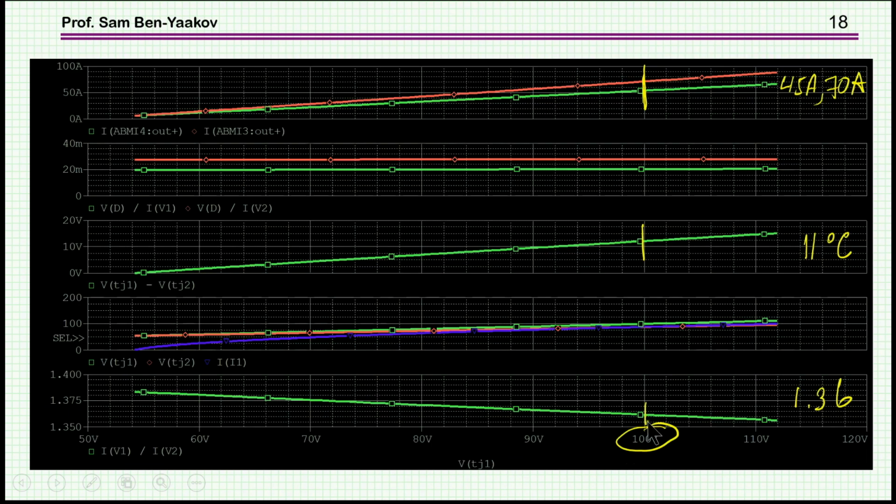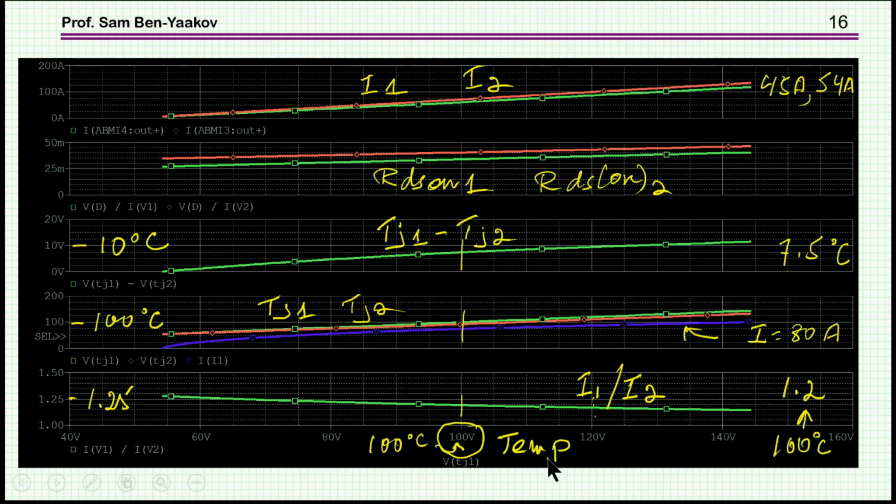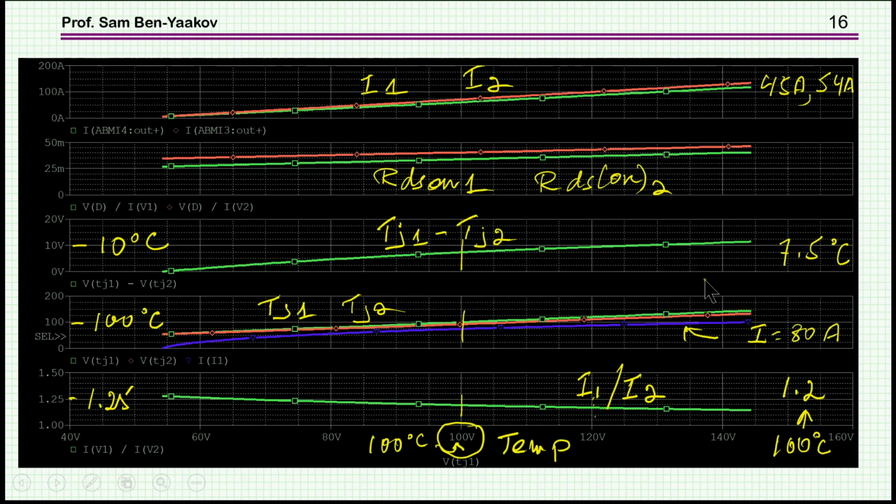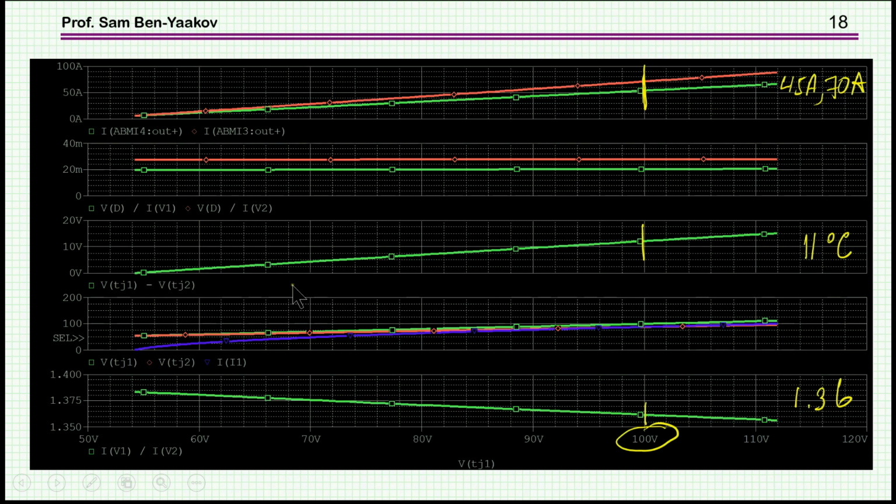So let's just concentrate on 100 degrees centigrade. At 100 degrees, I now have 1.36. Earlier, at 100 degrees I had 1.2. So I see that already there is a big difference, and this is because I don't have this positive temperature coefficient to correct. And then I see that at 100 degrees, I have an 11 degree centigrade difference, while earlier I had only 7.5. So this also shows up in the most important parameter, the temperature of the junction.